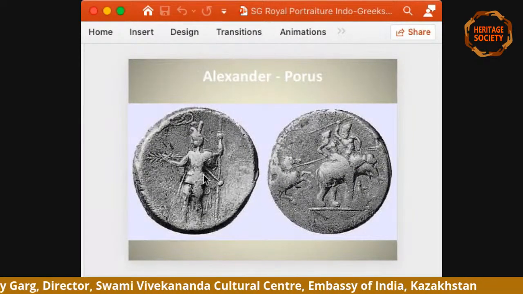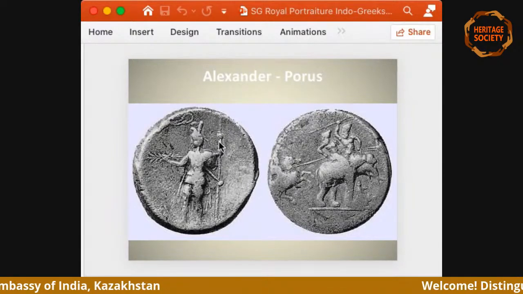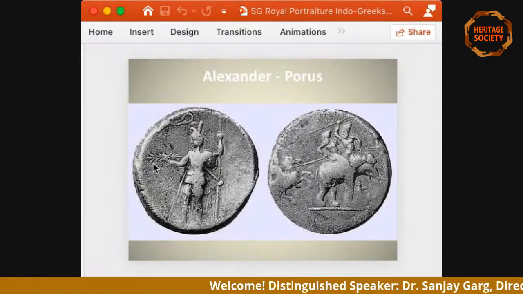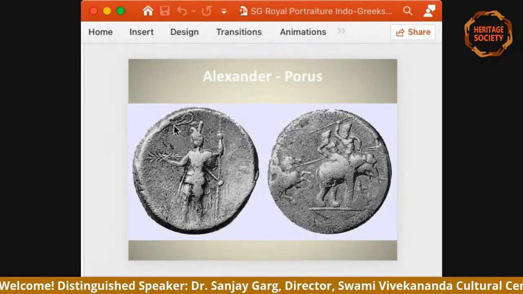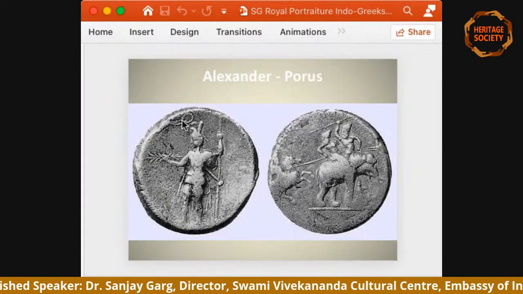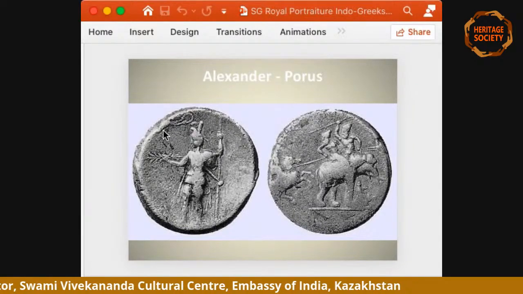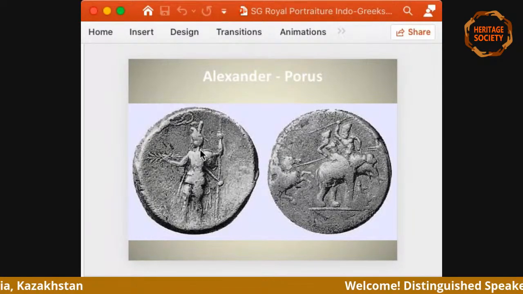Here you see on the obverse, Alexander standing in full military attire, holding a spear in his hand and a thunderbolt in his other hand. And on the corner, if you can see closely, there's a wreath, which is being held by goddess Nike, the Greek goddess of victory, who is sort of garlanding the victorious Alexander.